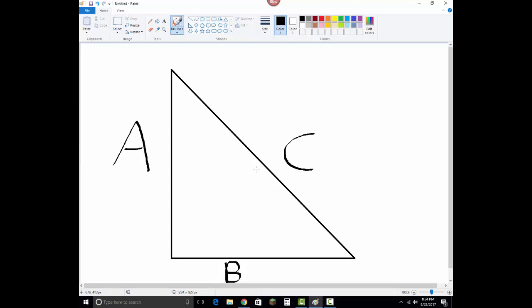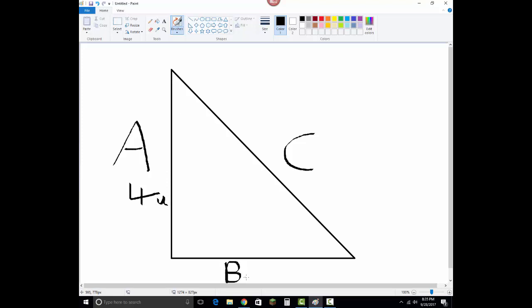Now, it doesn't matter about A and B, they can be either side, but you just make sure that C is the hypotenuse, also known as the longest side of the triangle. So A could be here, B could be there, doesn't matter, as long as C is the longest side, we're all good.